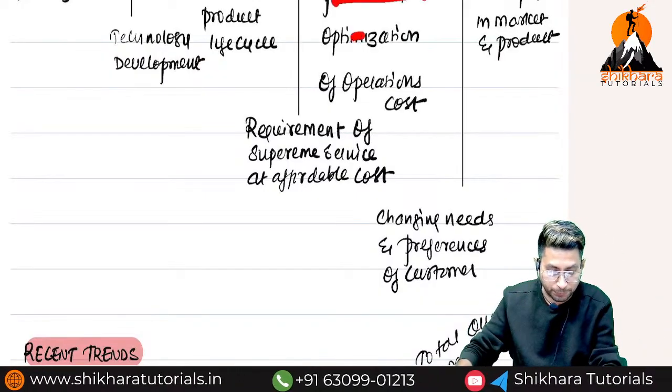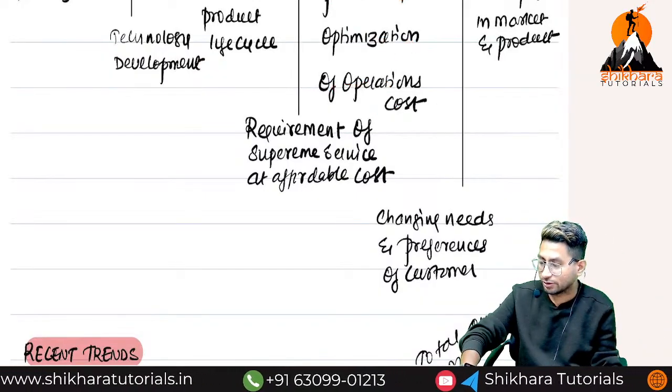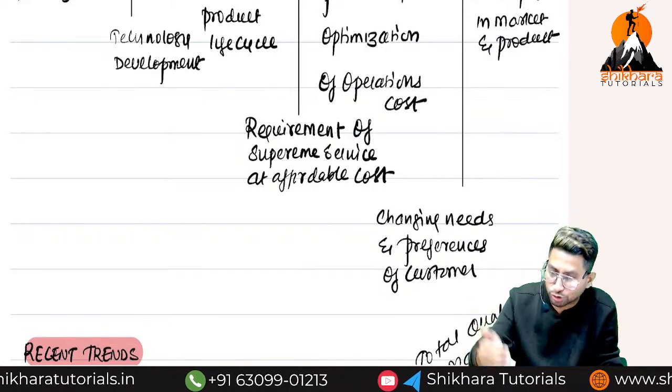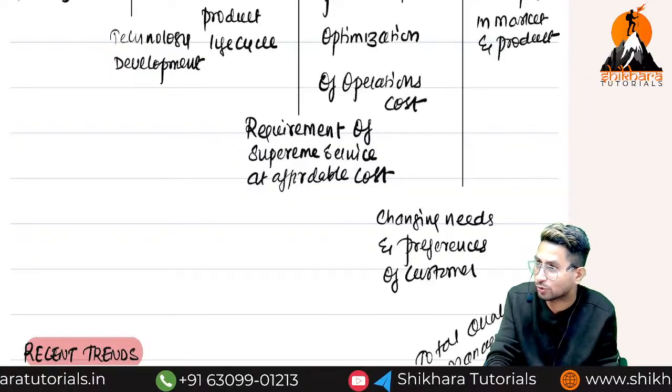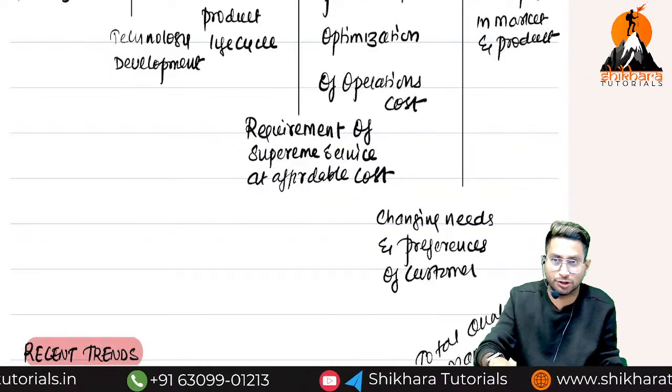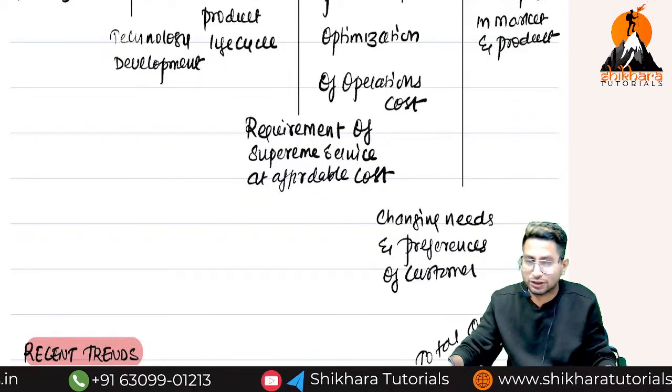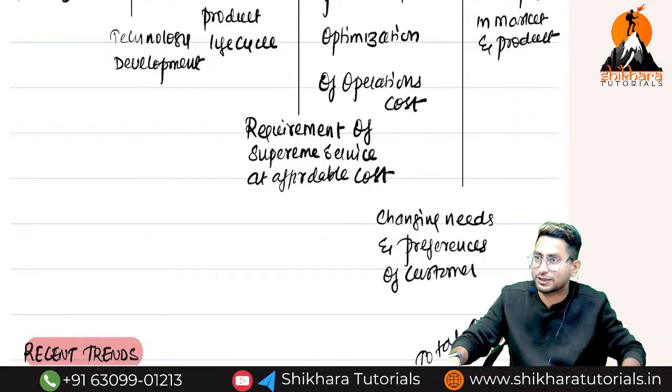Pressure for optimization of what? Operations cost. Nowadays there is a huge pressure on management in order to reduce what? Cost. Because if cost is not reduced, automatically what will happen? MRP will not reduce. Nowadays people want high priced goods or less priced goods.